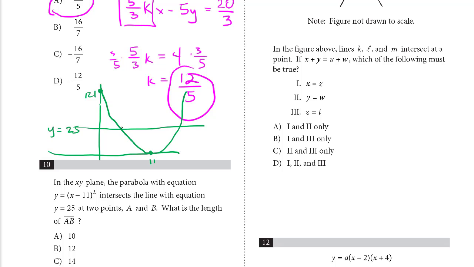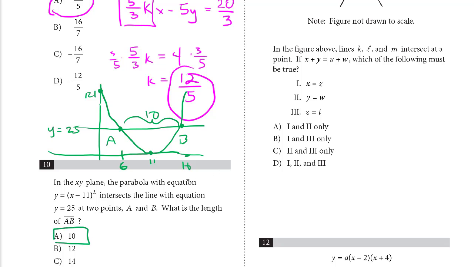Well, how do I know I get up to 25? I get up to 25 if I go over 5 in either direction. That is 5 less means I go up 5 squared to 25. And if I go 5 to the right, that's to 16. Well, then I go up by x squared, which is 25. So the answer here is there's a difference between the 2 points. If I called them A and B, there's a distance of 10 between them. The correct answer for number 10 is going to be 10.